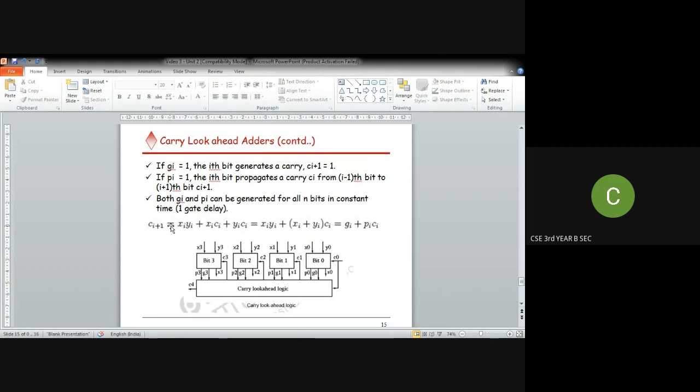So this is the general formula: Ci plus 1 equal to xi yi plus xi ci plus yi ci. After simplification we get the general value as gi plus pi into ci. This is how we calculate Ci plus 1, which is the carry input for the next bit. So this is how the carry look ahead logic is added. By using the carry look ahead logic, we can reduce the logical gate delays, so that the addition operation can be performed faster than with the full adder.